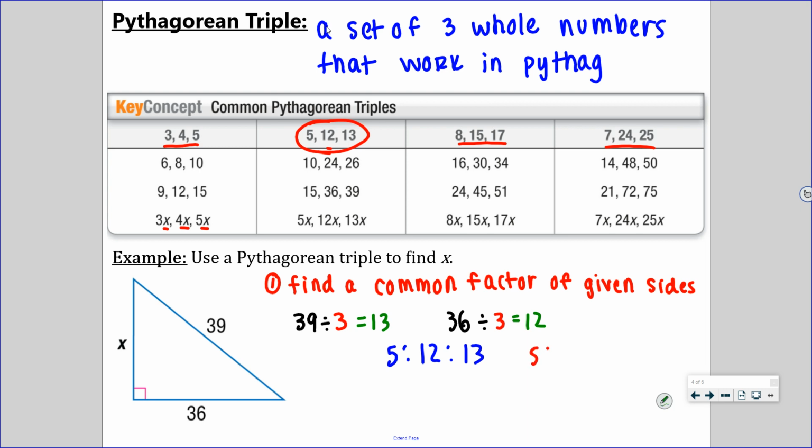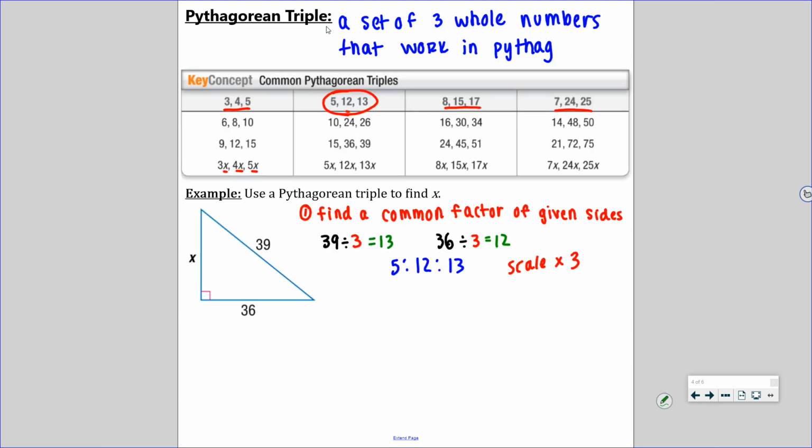And I know my scale factor here, I'm just going to put the scale, is we're timesing everything by 3. However you want to write that. Okay, so this leg was 12 times 3, 36. This hypotenuse was 13 times 3, 39. So to find the other side, I'm going to take 5 times that scale of 3. And so my other side is going to be 15. And again, you could see that pair right there because they're showing you doubles and triples of each. But that's how you could do it.